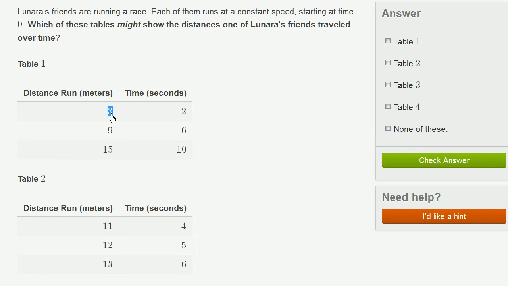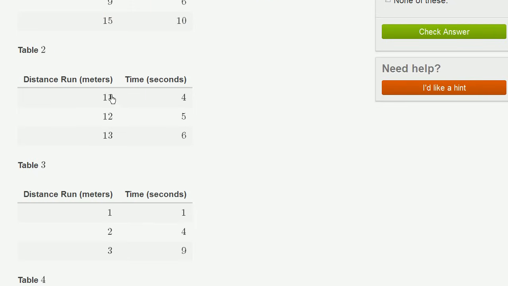So here you have a ratio of 3 to 2. If you triple the distance, we're tripling the time. If you multiply the distance by 5, we're multiplying the time by 5. So table 1 seems completely reasonable. Let's keep going. Table 2, 11 to 4, and then 12 to 5. Here it's just incrementing by 1, but the ratios are not the same. 11 to 4 is not the same thing as 12 to 5. So this right over here is not a legitimate table.